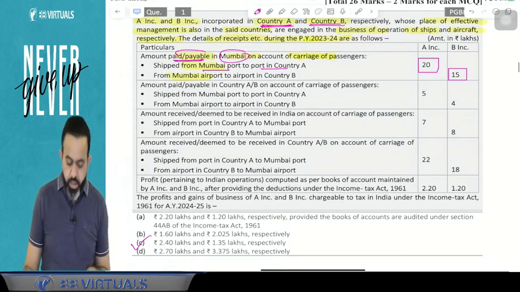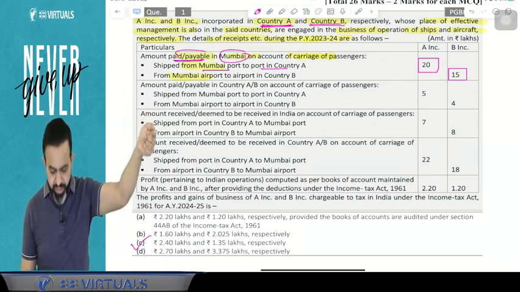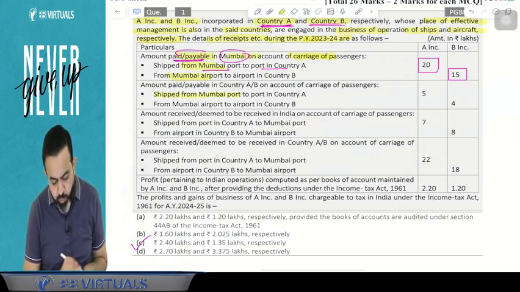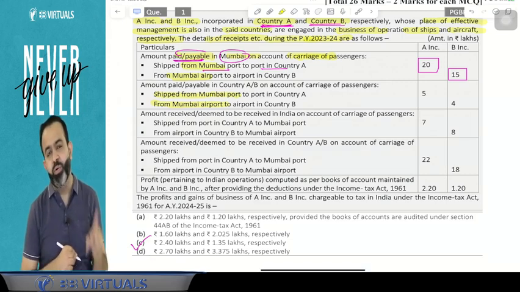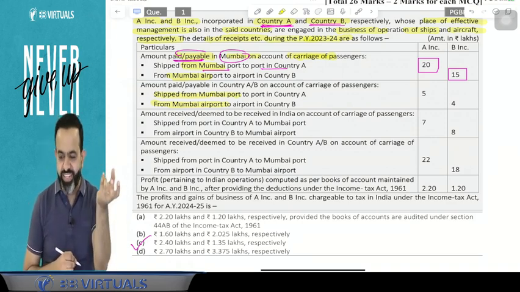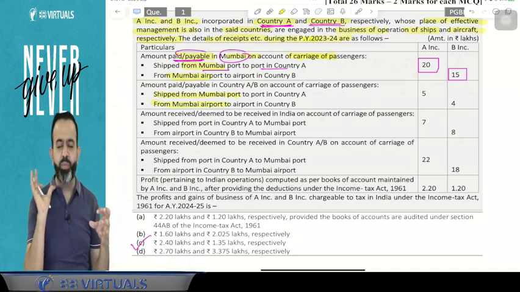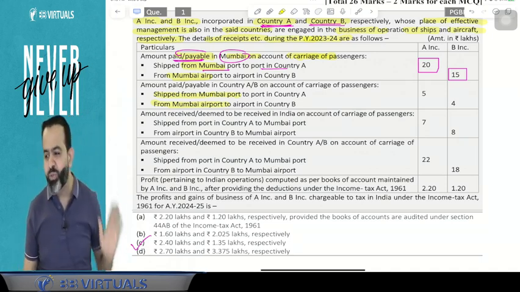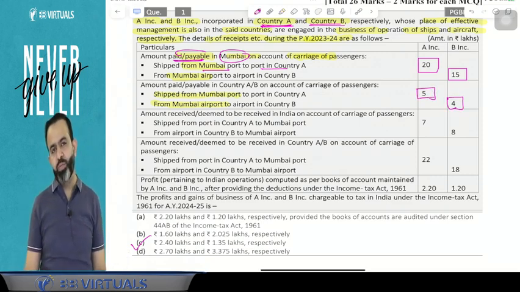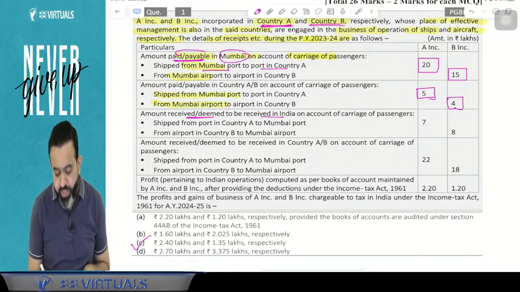Now next part, amount paid or payable in country A and B. So here amount is received outside India, but guys, here the carriage of passengers is shipped from Mumbai port and from Mumbai airport, it means here amount is received outside India, but this income is accrued in India. This income is accrued in India means it is shipped from an Indian port and from an Indian airport. So this income is also taxable in India. So guys, here we will consider this 5 lakh also and 4 lakh also for the purpose of PGBP income.